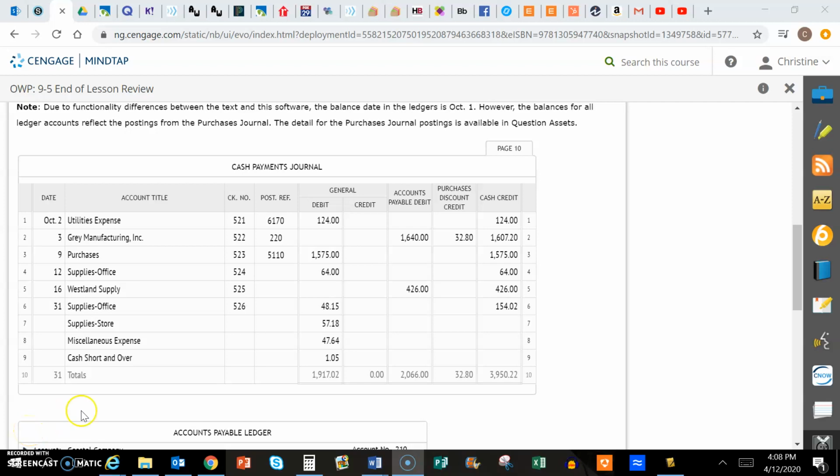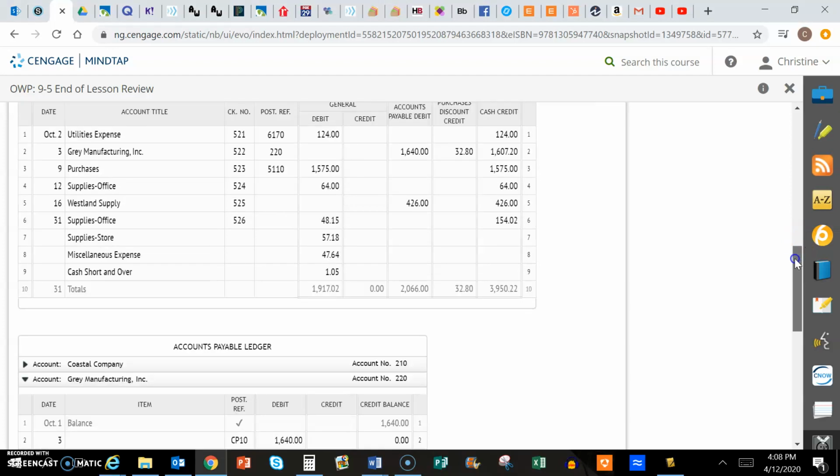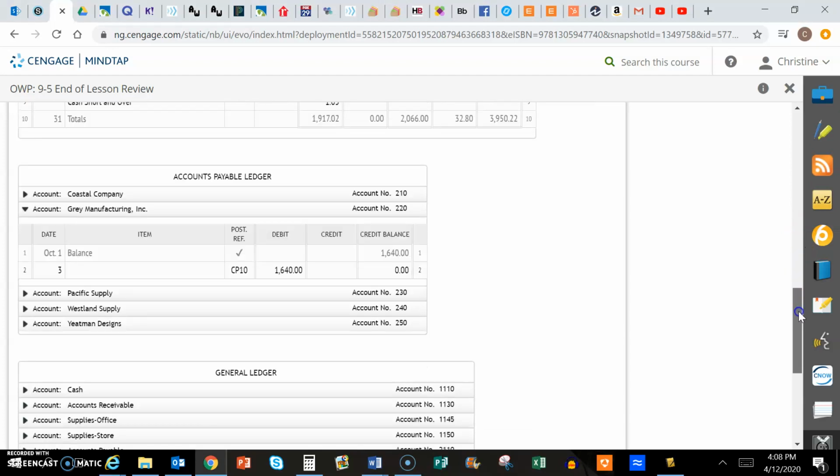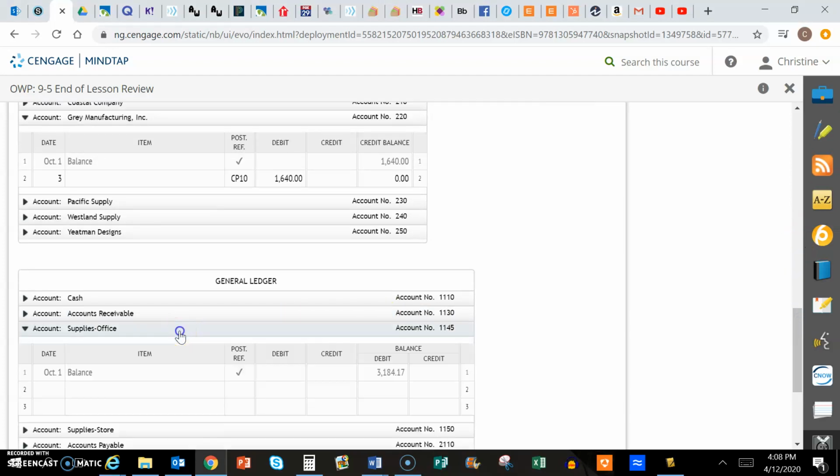Okay, let's finish posting. I know where I left off because my post reference here is blank, so I know that I just completed this one. So I'm going to go to supplies office next. It's a debit of $64. Be careful that you don't pick supply store. You want to pick supplies office.